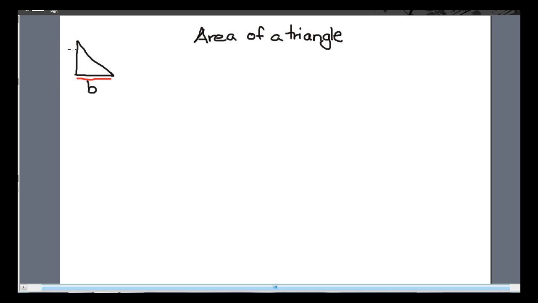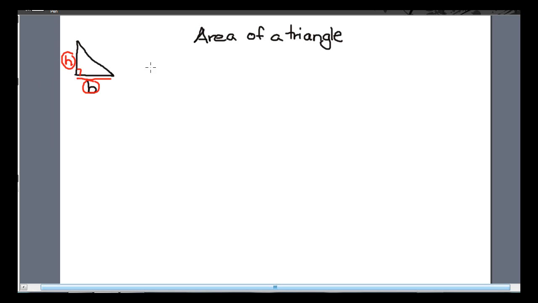Okay? The next important feature is this line right here, which runs perpendicular to the base, that creates a 90-degree angle. This is called our height. These two numbers, which in most situations will be given to you, are going to be extremely important for your calculations.